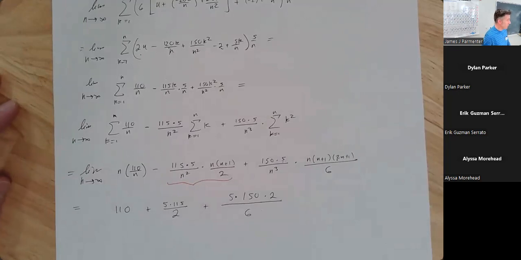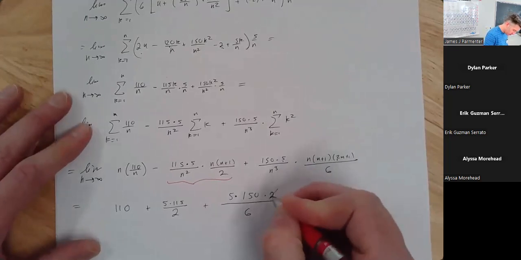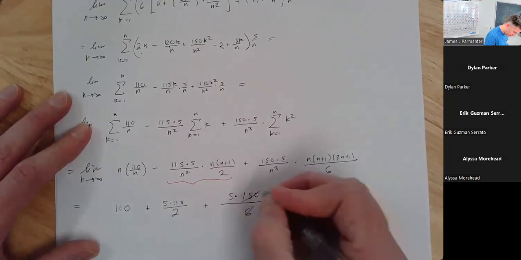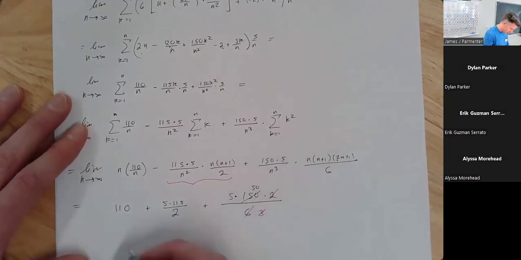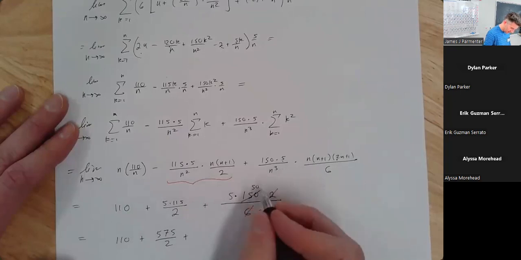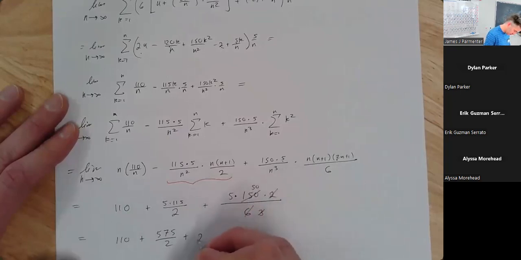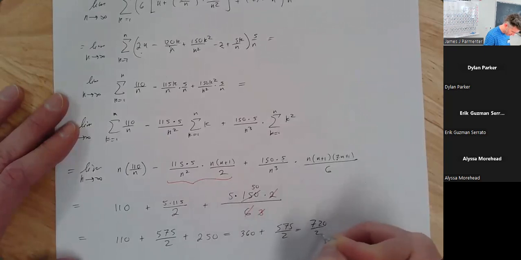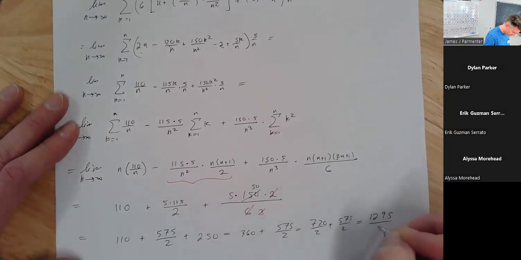And then I guess we could simplify it. I don't really want to, but it'll be good. Easy simplification: 2 and 6 cancel to give you a 3 there, and then 150 and 3 cancel to give you a 50 up here. So this works out to be not too terrible. 110 plus, okay, fine, 575 divided by 2 plus 5 times 50 is 250. So I end up with 360 plus 575 over 2, which is 720 over 2 plus 575 over 2, which is 1295 over 2.